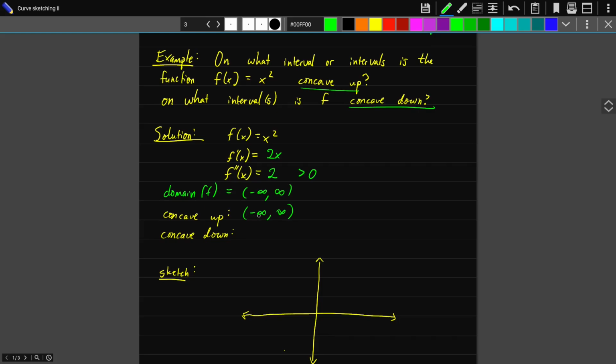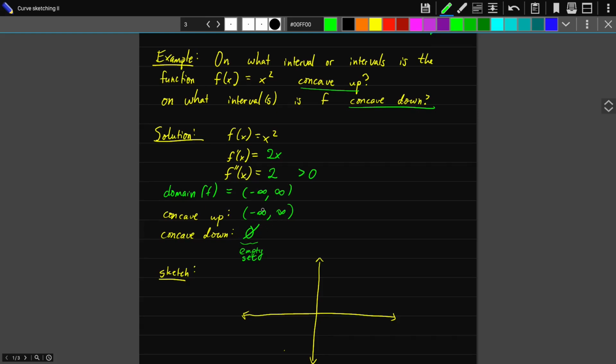Okay, and since the domain is minus infinity to infinity, and so is our interval where the function is concave up, that means it can't be concave down anywhere. So we can write that in a couple of ways. One is to use this empty set symbol, which is like a 0 with a slash drawn through it. This symbol does not mean 0.